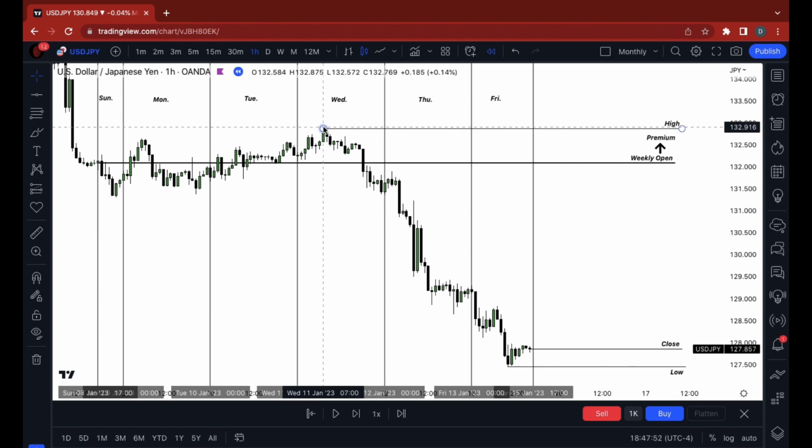As you can see, Wednesday makes the high of the week. And then you have the weekly range expansion all the way down to Friday, making a low, and then Friday closing higher off from its low. But you can see how influential this weekly opening price is. Let's take a look at the monthly chart.